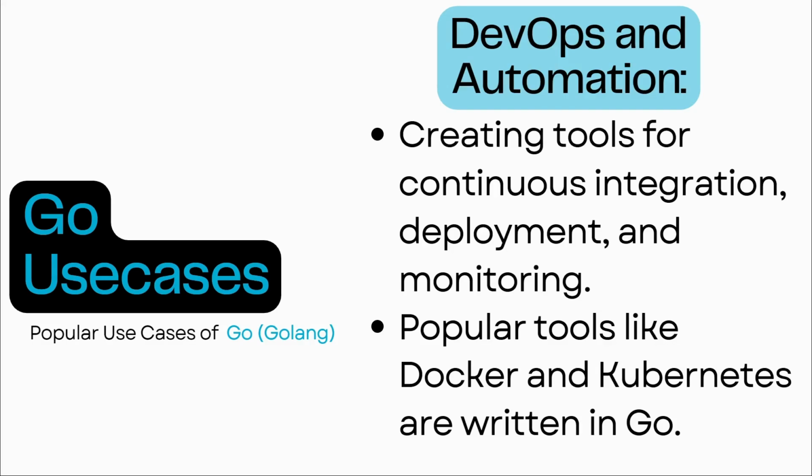ensuring that new features and fixes are delivered quickly and consistently. Whereas monitoring keeps an eye on the application and its infrastructure, ensuring it runs smoothly and any issues are detected and resolved promptly. And you can create these kinds of tools using Go. The popular tools Docker and Kubernetes are written in Go.